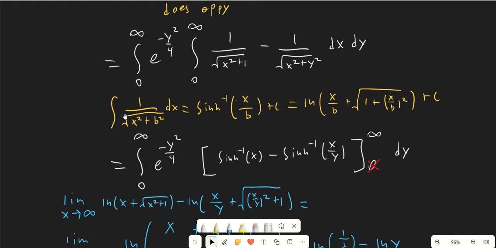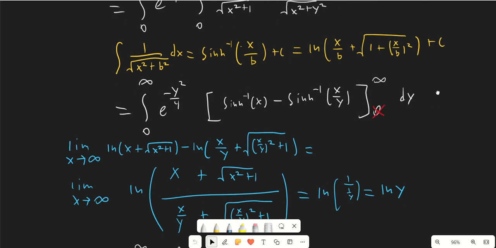And we're going to use the formula: the integral of 1 over square root x squared plus b squared dx equals inverse hyperbolic sine of x over b plus c, which is the same as natural log of x over b plus square root of 1 plus (x over b) squared, plus c.